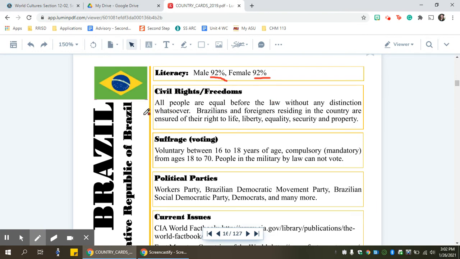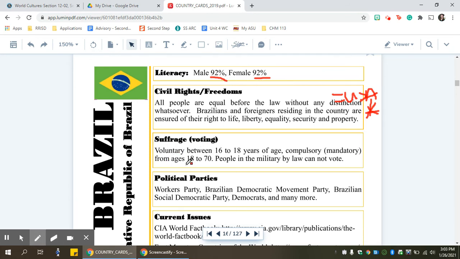Civil rights and freedoms, we don't actually take any notes over this, but it is important to remember, so I'm just going to put a star next to it. All people are equal before the law without any distinction whatsoever. So Brazilians and foreigners residing in the country are ensured their right to life, liberty, equality, security, and property. Very similar to what we have here in the USA. Full rights.